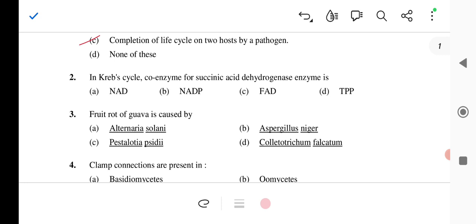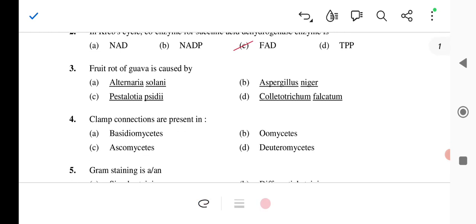Next is in Krebs cycle, coenzyme for succinate dehydrogenase enzyme is FAD. Next is fruit rot of guava is caused by Pestalotia. Okay, when you see guava, it is Psidium. Solani is for Solanaceae family. Aspergillus is a fungus. Colletotrichum is generally related to jute.